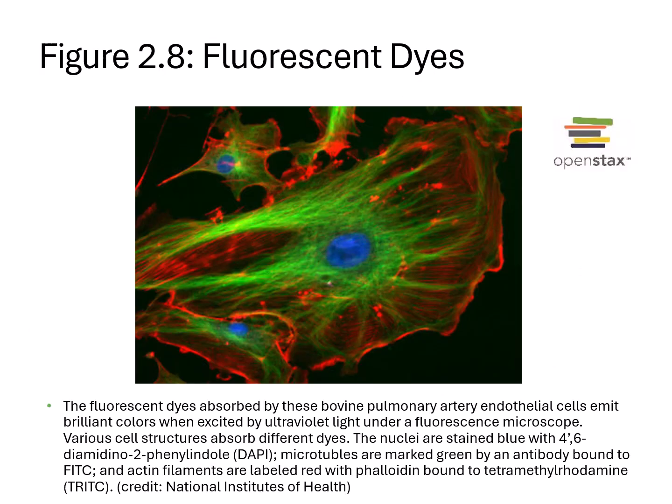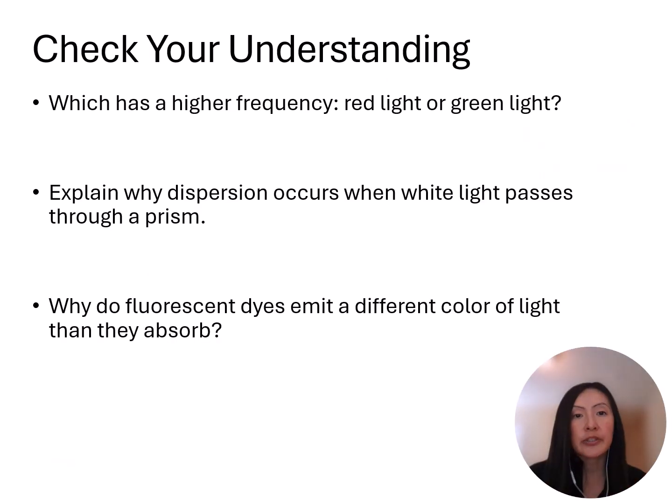Here we have an example of multiple fluorescent dyes being used to stain a specimen. One example is DAPI. DAPI actually absorbs UV light and emits blue light. We also have that fluorescein isothiocyanate that absorbs UV and releases green. That takes us to our next checkpoint, which has a higher frequency. I remember that green is right next to blue, and blue has high energy, which means it has a higher frequency, so green light's going to have a greater frequency.